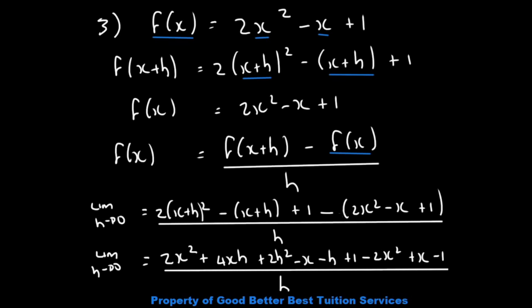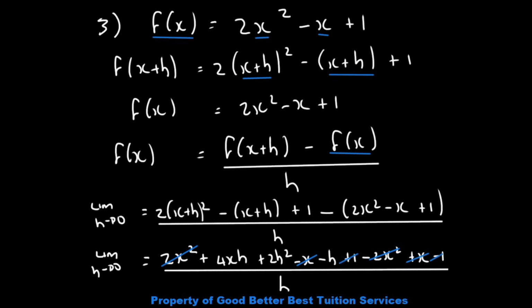And then, of course, we need to multiply that negative into the bracket, and we are left with minus 2x squared plus x minus 1, over h. And don't forget, our limit is h tends to 0. Now we simplify. We're obviously going to be cancelling what we can. Let's do that quickly. 2x squared will cancel negative 2x squared. Negative x will cancel positive x. Positive 1 will cancel negative 1.